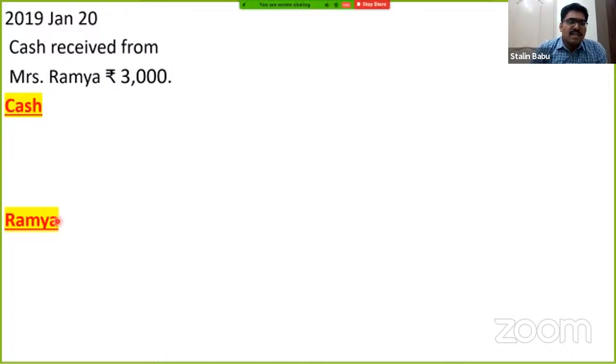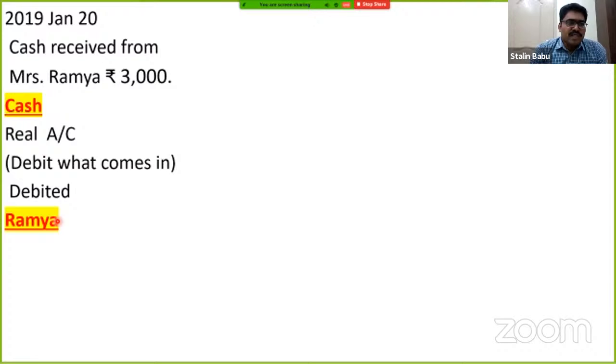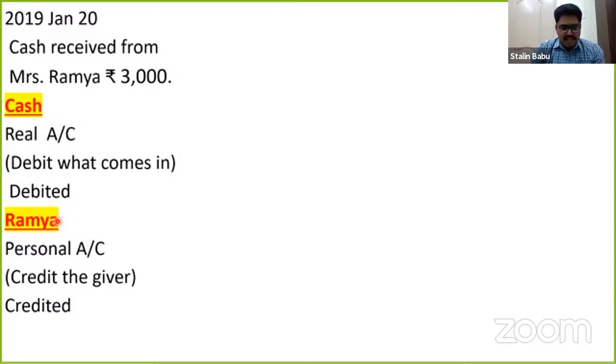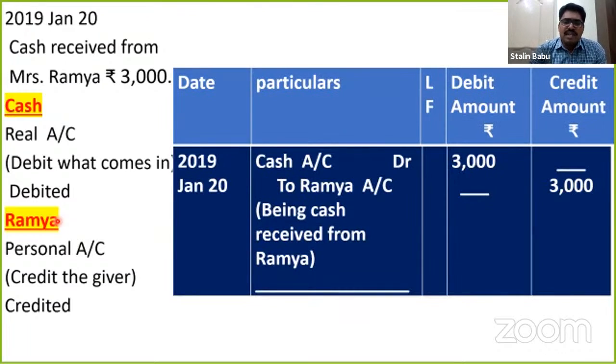What is the principle of real account? Debit what comes in, credit what goes out. Here cash is coming into the business, so cash account should be debited. Ramya is a natural person, so debit the receiver, credit the giver. Her account should be credited. So the entry is cash account debit to Ramya account. Write 3,000 in debit amount column, 3,000 in credit amount column. Being cash received from Ramya.